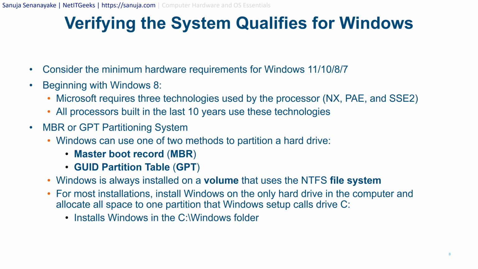For most installations, install Windows on the only hard drive in the computer and allocate all space to one partition that Windows Setup calls drive C. So Windows installs on the C drive, under the folder Windows. Basically, C would be the main drive, the root drive, and the Windows folder is the one hosting the Windows installation files. Again, I have already gone through this in my previous lecture, lecture 17 of this lecture series. If you don't remember, go ahead and watch lecture 17, and it will explain in a little more detail how the hierarchy of boot drives and folders works.